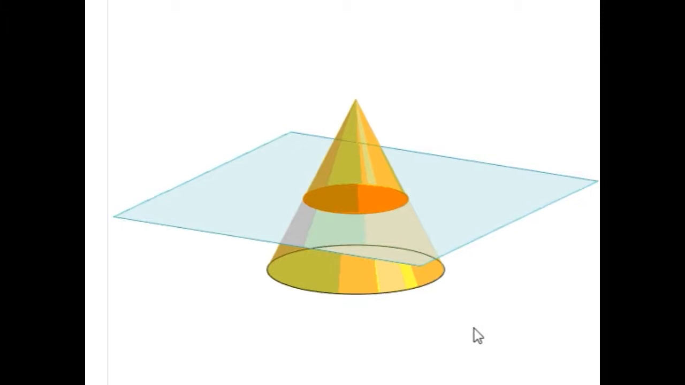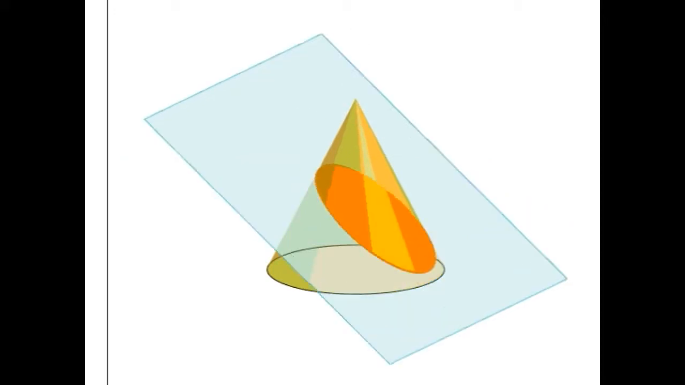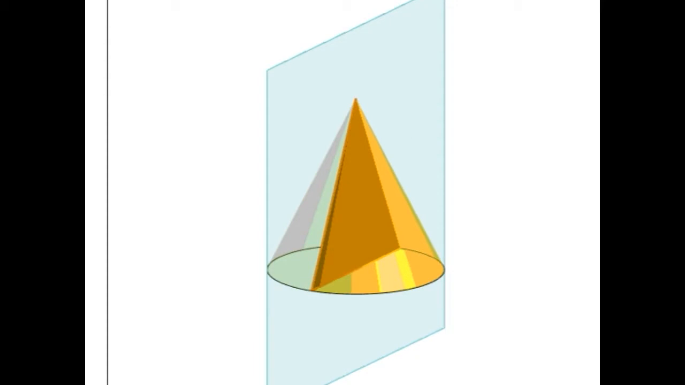So the base of a cone is a circle, and the point at the top is called the vertex. Now let's first talk about cross sections of a cone. If you slice the cone parallel to the base, like how it is right now, you're going to get a circle. If you slice the cone through the vertex at the top, perpendicular to the base, you will get a triangle.